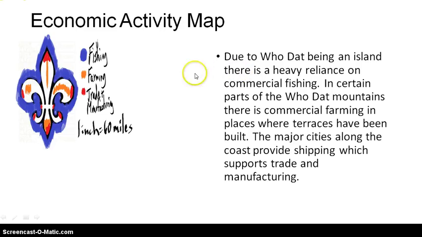Also to the right, he has his explanation of the economic activity that goes on in his country. It seems that his particular country has a heavy reliance on commercial fishing.